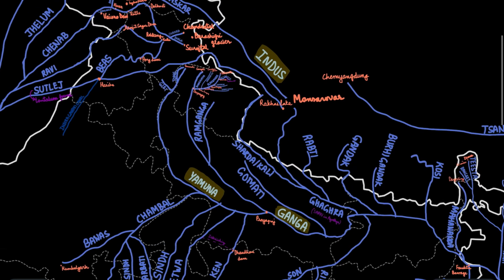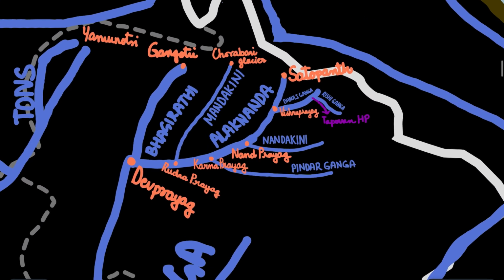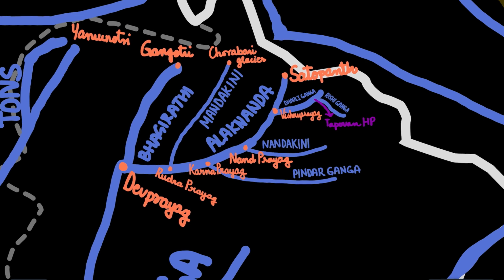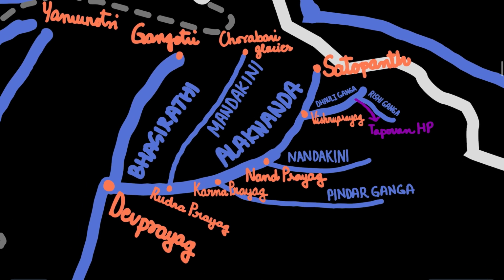So, the Ganga river system. Ganga is a very pious and sacred river in our nation and it emerges in Uttarakhand. These are the various rivers and their origins in Uttarakhand. First of all, we have the Gangotri Glacier. The Gangotri Glacier is the origin of the river Bhagirathi.